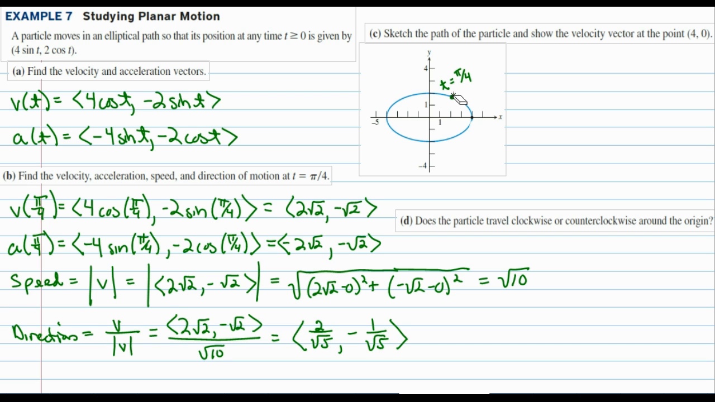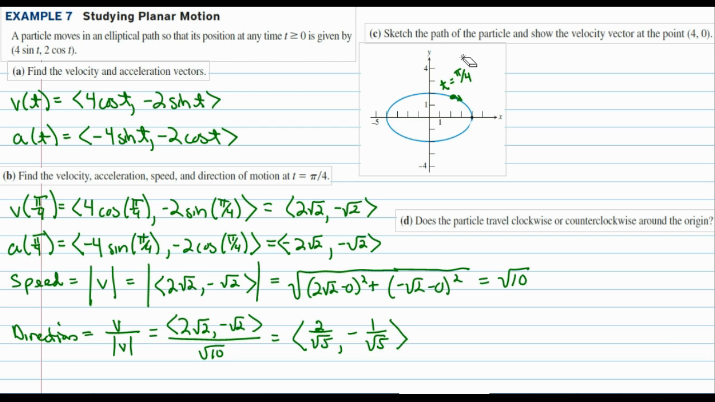And then at t equals pi over 4, here's your teeny tiny little magnitude of 1 vector that's showing the actual direction the particle is traveling at that instant. 2 over square root 5 to the right, and 1 over square root 5 down. So it's going a little bit right and down.